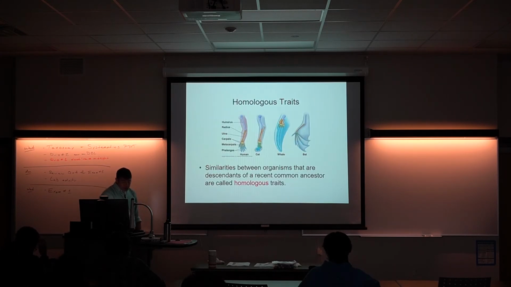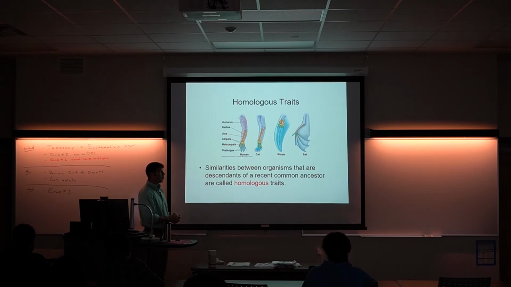We did talk about traits that were shared due to recent common ancestry. Those were what we called homologous traits, and our example last semester was comparing the bone structure between different types of mammals. You can see drastically different types of mammals, whether it's a human, a cat, a whale, or a bat. They've got the same bone structure.